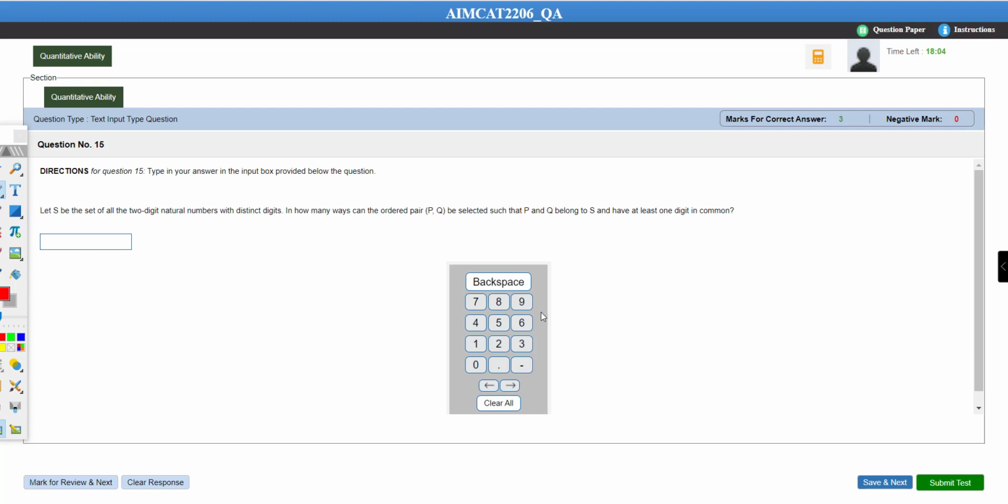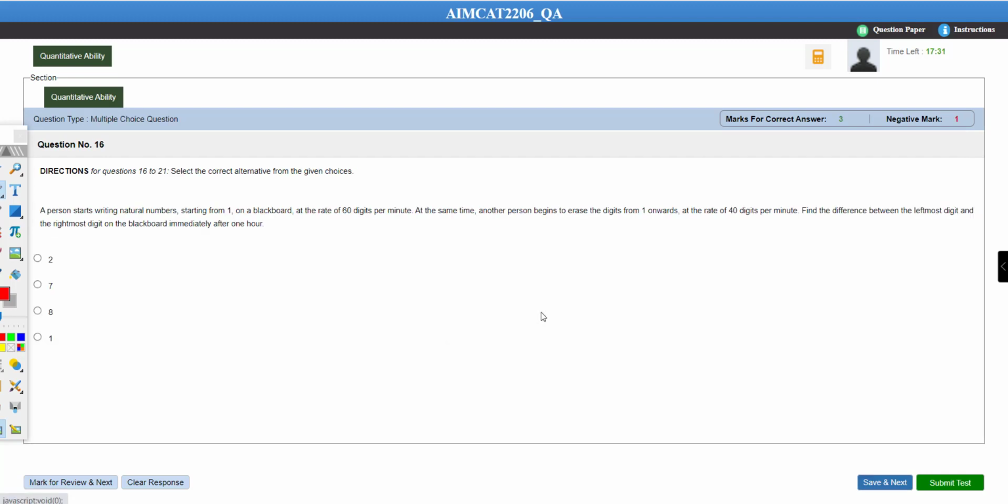Let S be the set of all 2-digit natural numbers with distinct digits. In how many ways can the ordered pair (P, Q) be chosen such that P and Q belong to S? What is S? S is the set of all 2-digit natural numbers from 10 to 99. We don't want 90 or similar digits like 11, 22, and at least one digit should be common between P and Q. Again we need to make cases here. We'll do it later on if time permits. Let's go to the next question.